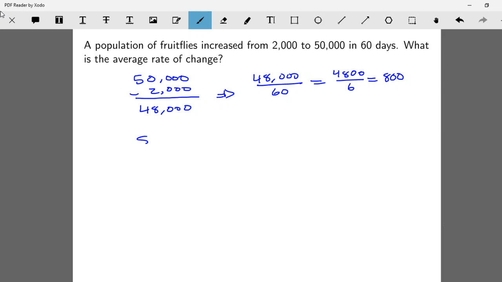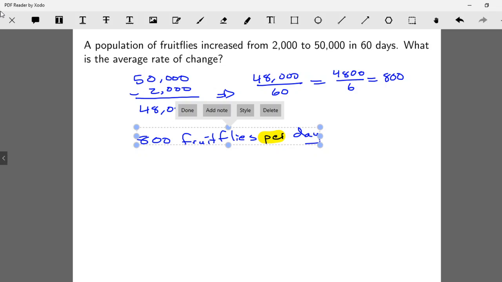So 800 fruit flies per day. And per, of course, is our big important division word. So fruit flies per day, numerator per denominator there. Okay.